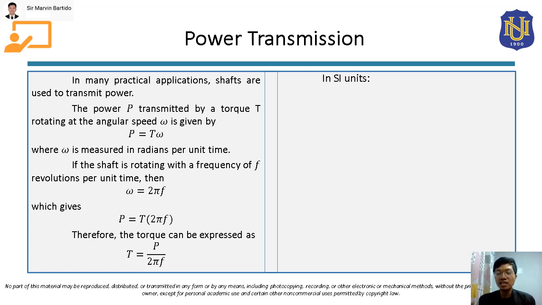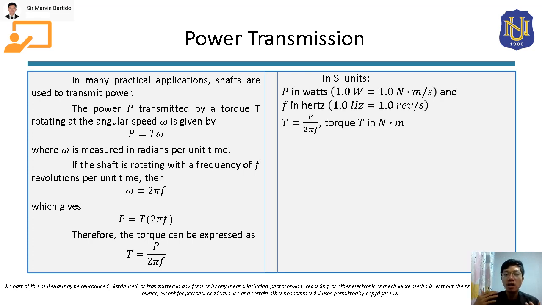Okay, so class, in SI units, the power P should be in watts. Take note that 1 watt is equal to 1 Newton meter per second. The frequency F should be in hertz, and 1 hertz is equal to 1.0 revolution per second. From this formula, if you use these units, the torque T will be in Newton meter.